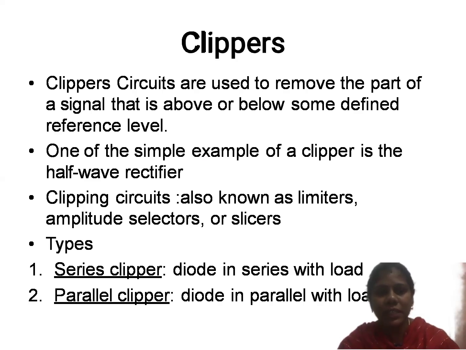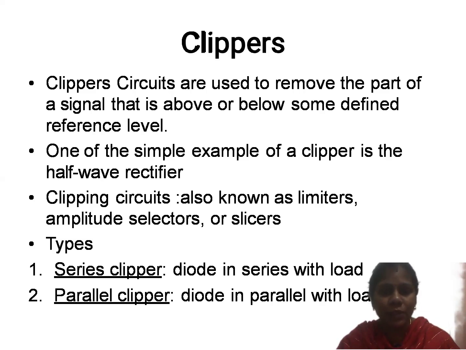For example, if you consider the output waveform of a rectifier, or the input sinusoidal signal to a clipper, some portion of the signal is going to be removed, which can be either the above part or the below part, or any part of the sine wave signal. Those can be done with the help of clippers. We are removing the unwanted portion of the signal, and the remaining portion is considered the desired signal. So clippers can also be called limiters, amplitude selectors or slicers.